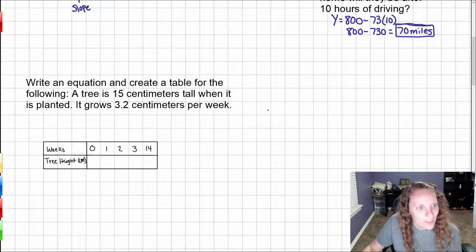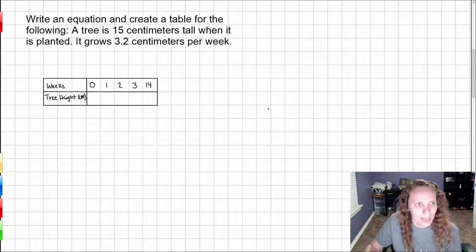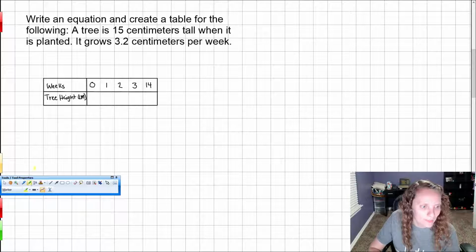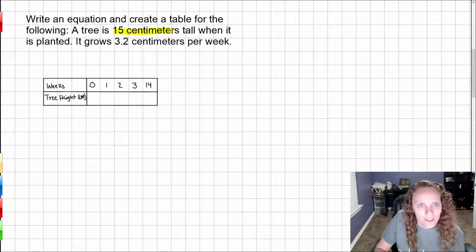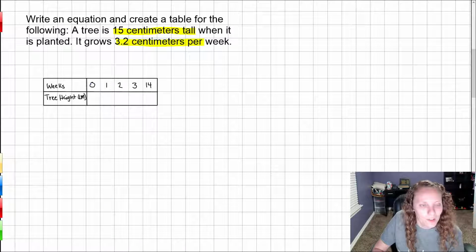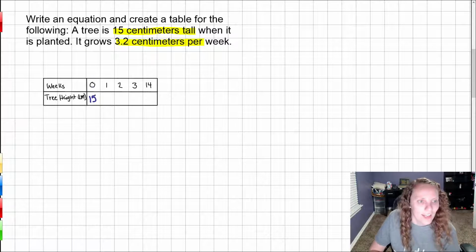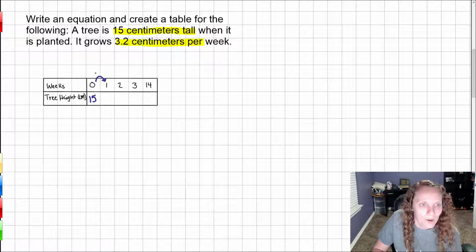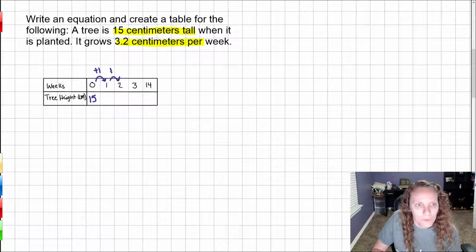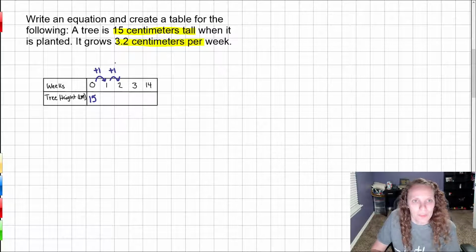Let's try another one. It says write an equation and create a table for the following. A tree is 15 centimeters tall when it is planted. It grows at 3.2 centimeters per week. So it started at 15 centimeters tall and it's growing at a rate of 3.2 centimeters per week. So at 0 weeks represents when it's planted, and so that would be 15. And as the weeks are counting up by 1 each time, plus 1 here, it's growing by 3.2 centimeters.